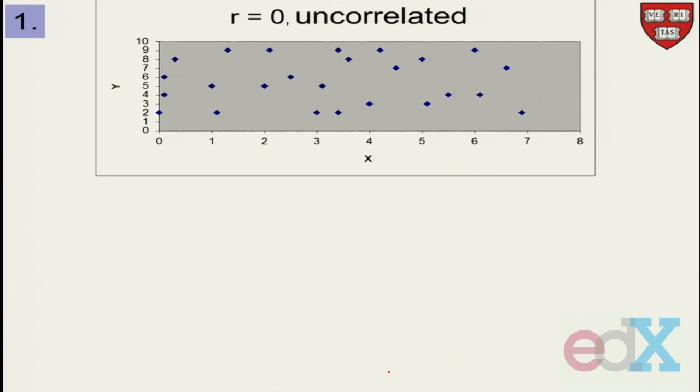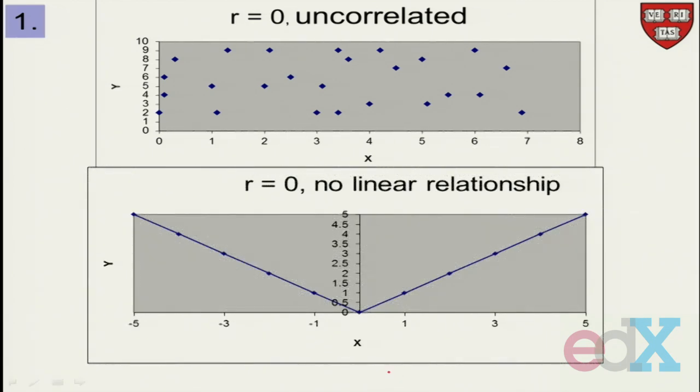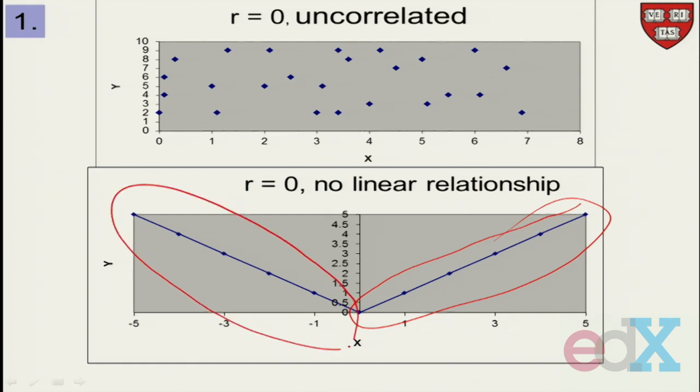So here was the example we showed with r equals 0. Things are just all over the place. You'll get an r equals 0 from this, but you'll also get an r equals 0 from this. Here we've got a perfect linear relationship on the positive side and a perfect linear relationship on the negative side, and they just cancel themselves out. So if you looked at the correlation, it would look like that. You might get, with y equals the absolute value of x, 0 correlation.